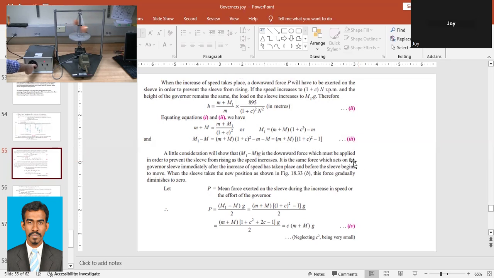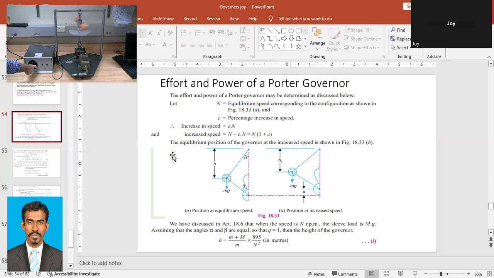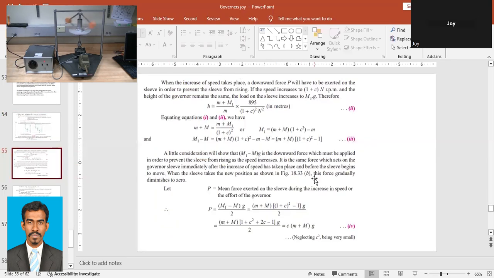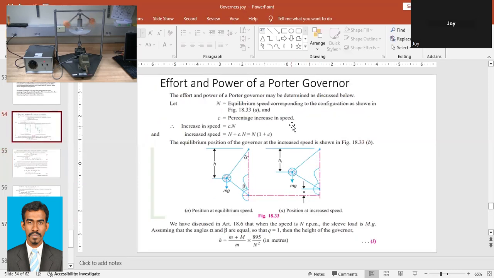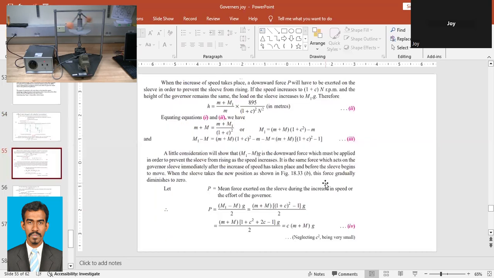It is the same force which acts on the governor sleeve immediately after the increase of speed has taken place and before the sleeve begins to move. Right? So when the sleeve is about to move, this force will apply. When the sleeve takes a new position as shown in this figure B, right? So this is a new position. At this position, this force gradually diminishes to 0. So until it takes this new position, that force will apply. Once it reaches that position, that will be 0.